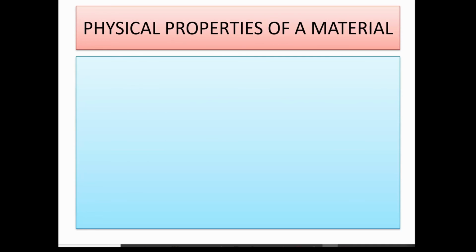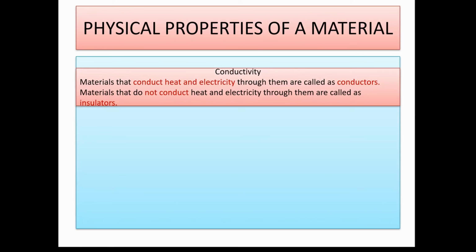Now, coming to the physical properties of the material. The first one is conductivity. Now, to understand conductivity, we need to understand 2 definitions. First is conductors. What are conductors? The materials that can conduct heat and electricity through them are called conductors. It means that the materials through which electricity can pass or heat can be absorbed easily are called conductors.